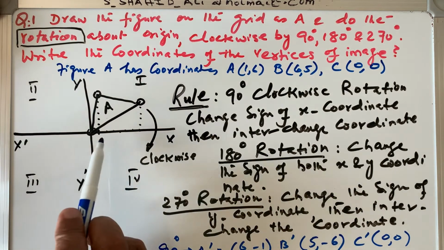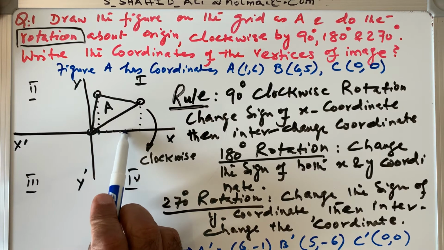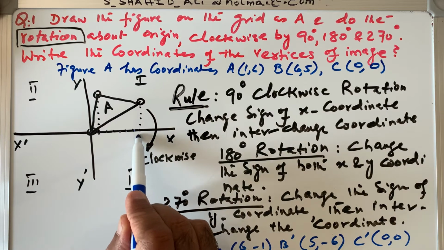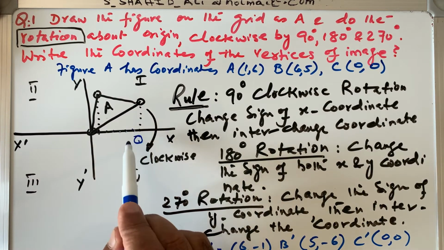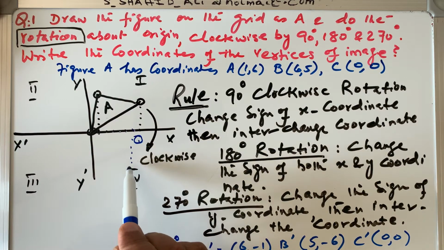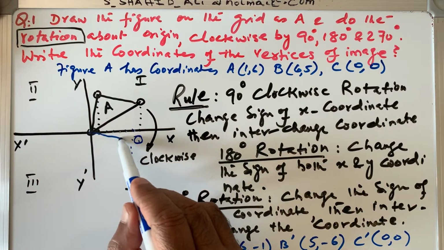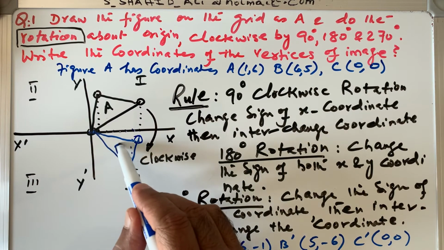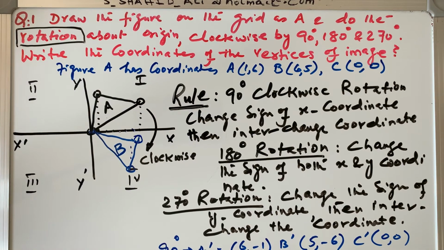A dash is 6, minus 1. So where is 6? 1, 2, 3, 4, 5, 6. Right? 6 and minus 1. So I am here. Then 5 and minus 6. 1, 2, 3, 4, 5, 6. I am here. And then 0, 0. So my triangle looks like this when it is transformed. This is my transformed triangle, rotated by 90 degrees.